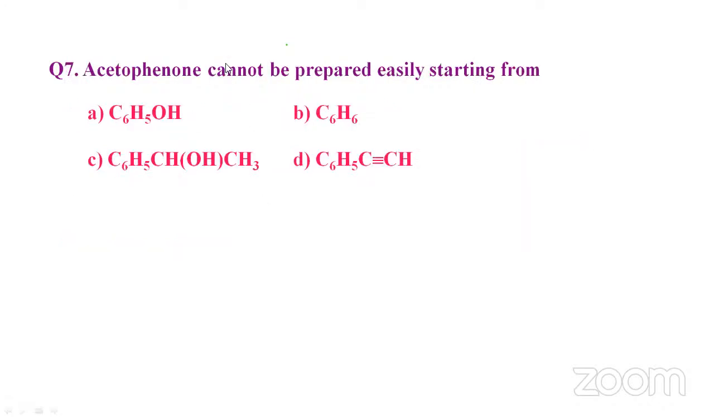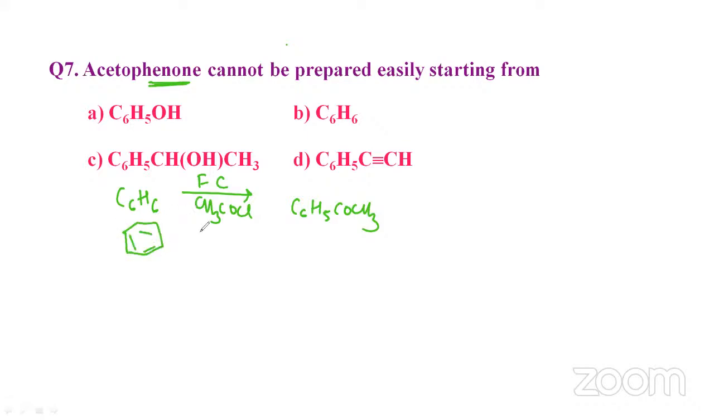Acetophenone cannot be prepared easily starting from which? We have seen various preparations for ketones, so from which method can you not prepare it easily? If you take C6H6 and do Friedel-Crafts acylation with CH3COCl, you yield C6H5COCH3, acetophenone. So if you do Friedel-Crafts acylation, you can get acetophenone. But from which method can you not? They have asked cannot, not which method you can use.